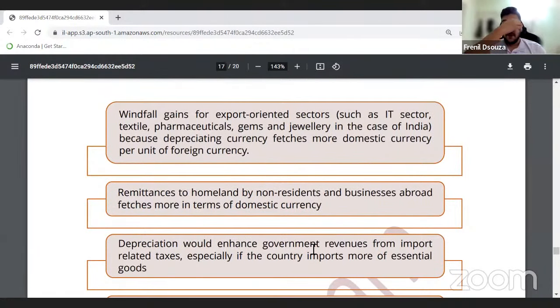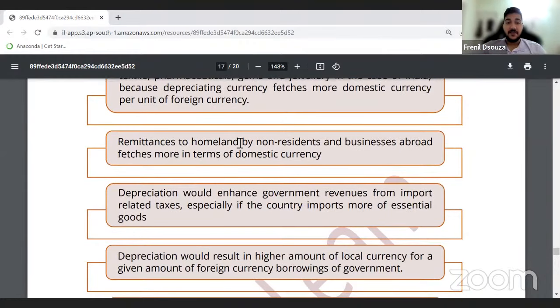And its windfall gain, I've already told you. Remittances to homeland by non-residents and businesses abroad fetch more in terms of foreign currency, right? So whoever is sending money, if your relatives are in Gulf countries or Europe or the US, they're sending money. If the home currency, that is the Indian rupee, depreciates, they will get more money when they convert that into Indian currency, right? Because they have foreign currency.